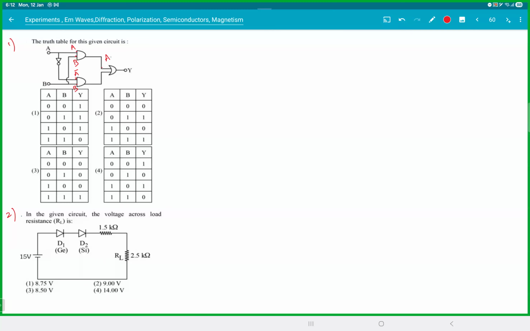I think this is your A dot B, and this thing is A bar dot B. Then you're giving an OR, so that is A dot B plus A bar dot B. There's only one NOT gate. If there had been one more NOT gate for B, it would have been an XOR gate. So here you can take out B common, and this will be (A plus A bar) dot B. What is A plus A bar? 1 dot B. It's always coming to be 1 actually.